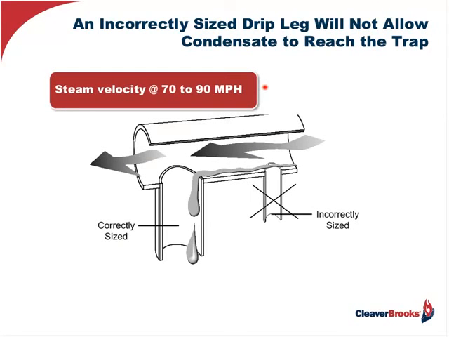Now, in this particular case, let's say that we're going 70 to 90 miles per hour down this length of pipe, and we're pushing some condensate, and you've got a drip pocket right here. Well, if it's not properly sized, that condensate's going to whisk right across that. So we have to have a properly sized drip leg or drip pocket to catch that condensate and then trap it out.